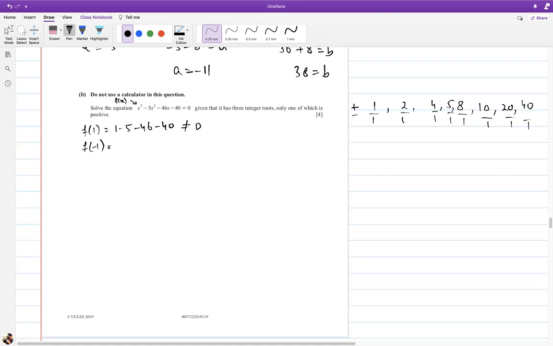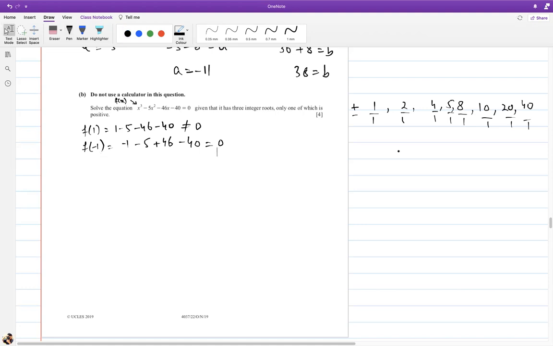Let me do it for minus 1. Minus 1 cubed is minus 1. Minus 1 squared is 1, so that's 5. And then this one is minus 46 times minus 1, that's plus 46. And yeah, this is 0, right? So that means I found one root, which is minus 1. All right, so that's good enough for me to start.